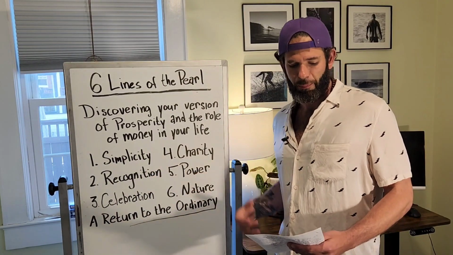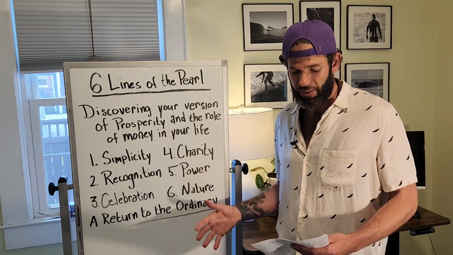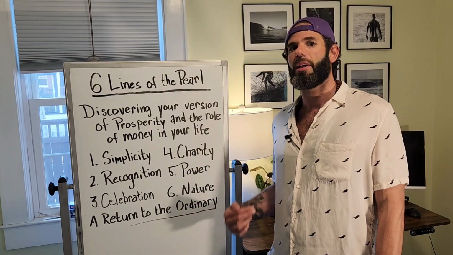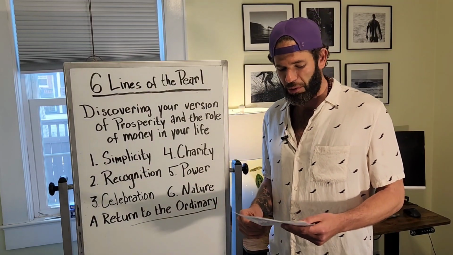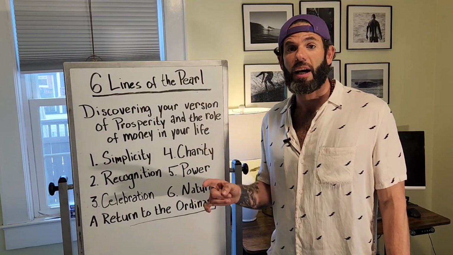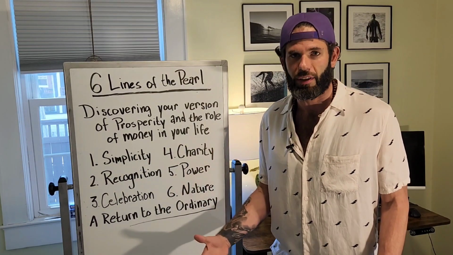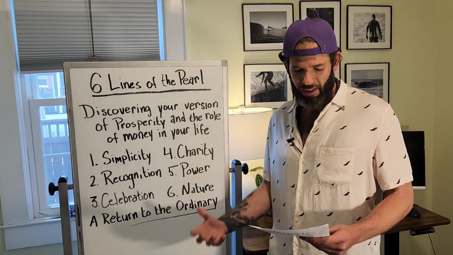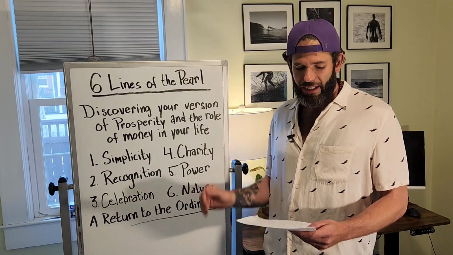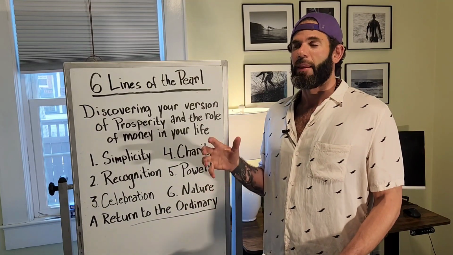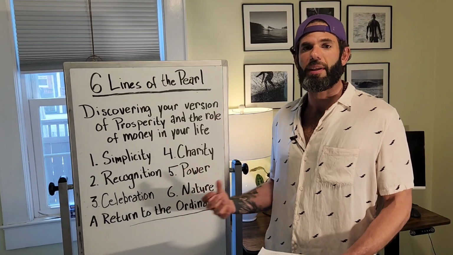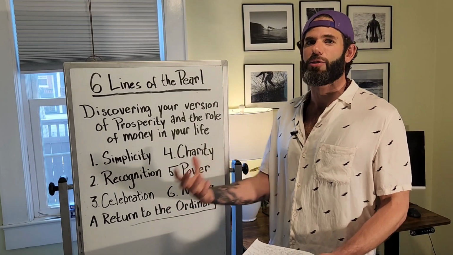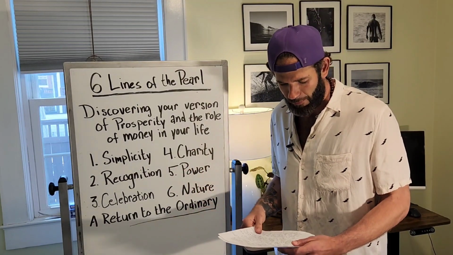So line 1 is about simplicity specifically. And deep down, if you're a line 1, you know that money is not that important in your life. First lines are all about creation. They're all about bringing things into the world. And that is your prosperity. For you, you just need enough money to be able to create, to be able to introduce new things to new people.